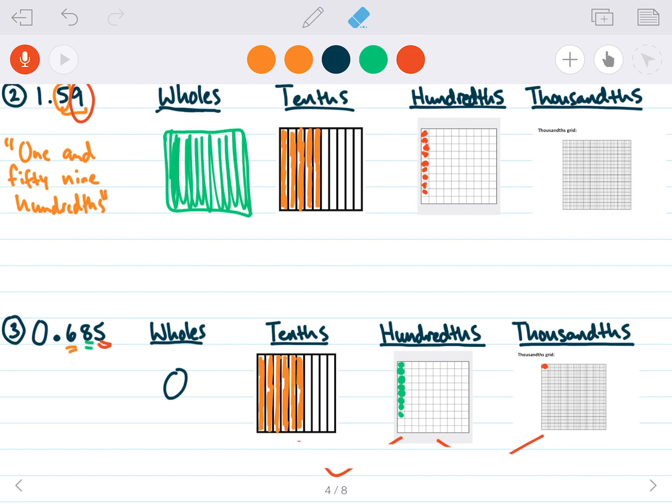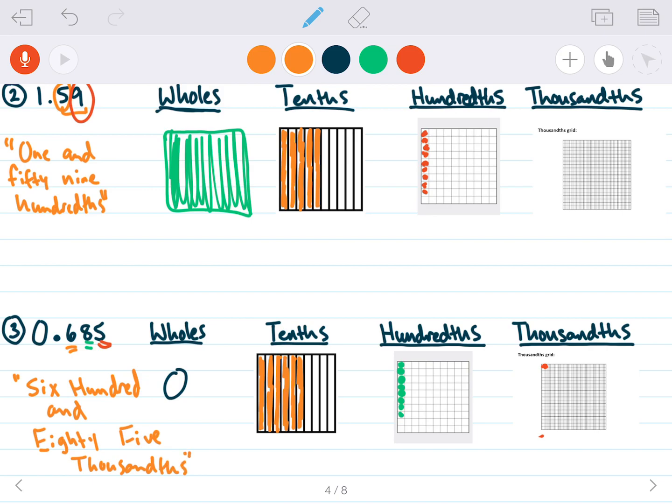And in particular, it's going to make 685 thousandths, because the 5 lands on the thousandths place, of a cake. Not even a whole cake there. Let's put this in orange. All right.